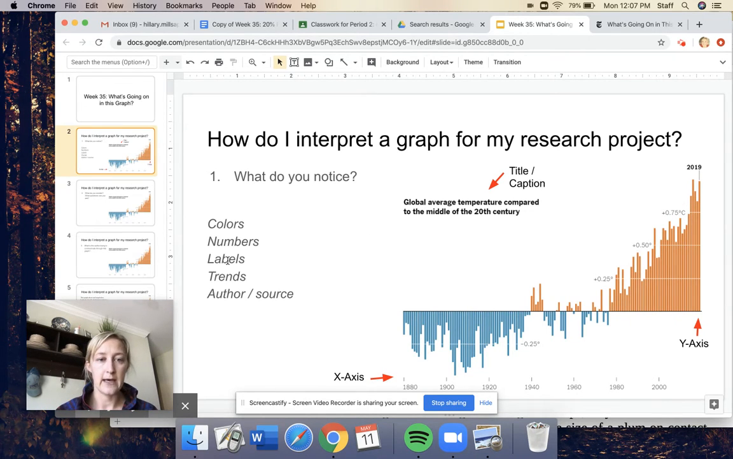I'm seeing some labels. I see on the x-axis, that's a term we might need to use as we talk, I'm seeing the dates, and they're spaced out by 20 years. And then I'm seeing on my y-axis, again, another term we might need, I'm seeing the demarcations of temperature. So it's going by 0.25 or a quarter of a degree in Celsius. So that tells me I might need to look up how that relates to Fahrenheit, because we don't use Celsius that much in the US.